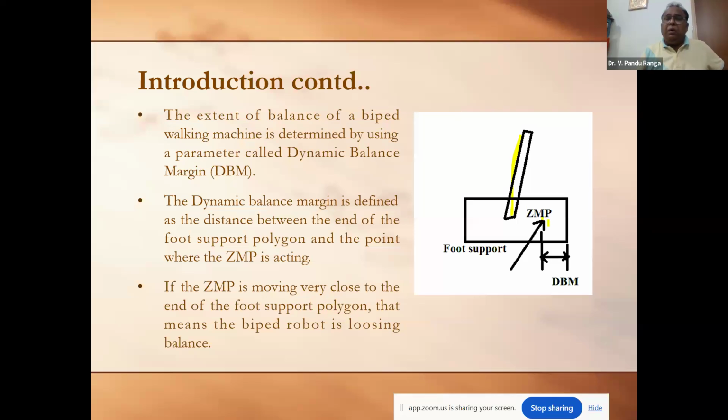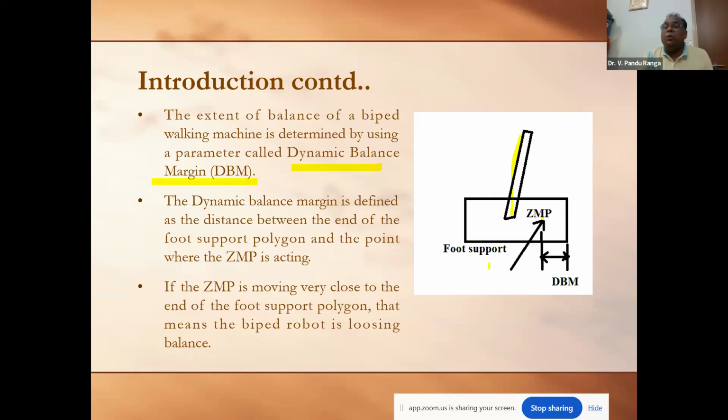By knowing the zero moment point alone, we won't be able to describe the dynamic balance of the robot. If you know the location of ZMP, and it is inside the foot support polygon, then we will be able to say that the robot is dynamically balanced. But what is the extent of balance? How much stability does the biped robot have? The extent of balance of this biped walking machine is determined by using another parameter called the dynamic balance margin, which is also called dB. So what is this dynamic balance margin and how are we going to define it?